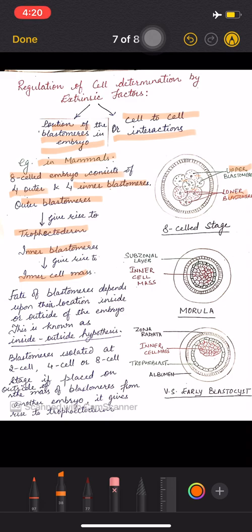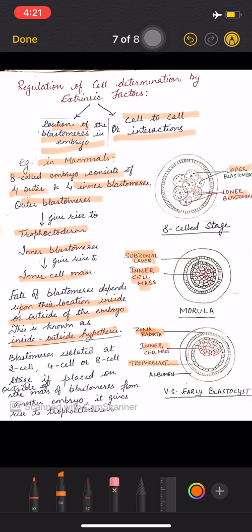So we can see from this diagram, after the 8-cell stage comes the Morula stage. In the Morula stage, you can see this is the subzonal layer. The subzonal layer will ultimately form the trophoectoderm. And this is the inner cell mass, which will give rise to the embryo proper, right? And this is zona radiata. So you can see in this diagram that this is the inner cell mass and the outer layer trophoblast, and then there is zona radiata, and then there is albumin. So the fate of the blastomere depends upon their location inside or outside of the embryo, and this hypothesis is known as the inside outside hypothesis, right?